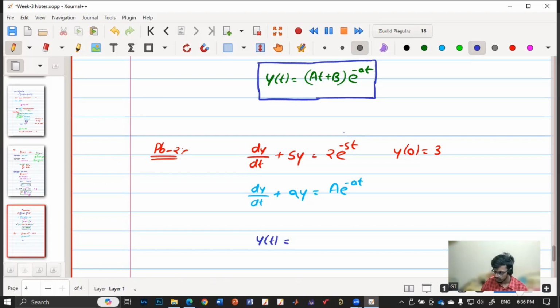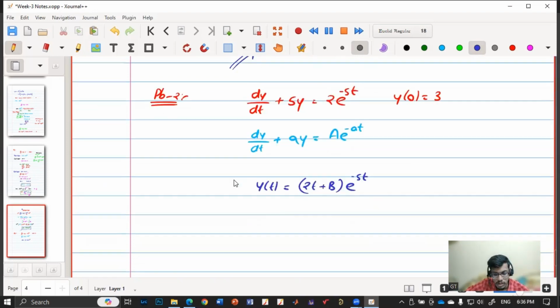Using this, y of t is equal to 2t plus b whole into e to the power minus 5t. So now how will I get b? Boundary condition, sir. Boundary condition, yes. So if I put the boundary condition, what will be the value of b?